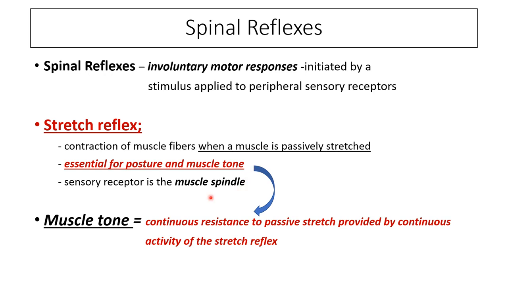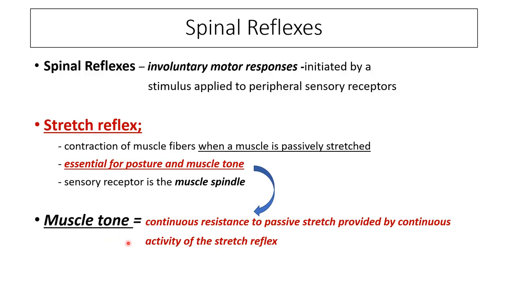You should know that the receptor for the stretch reflex is the muscle spindle, and we'll see that more clearly next slide. And you need to know this definition: muscle tone is due to the continuous resistance to passive stretch provided by continuous activity of the stretch reflex.